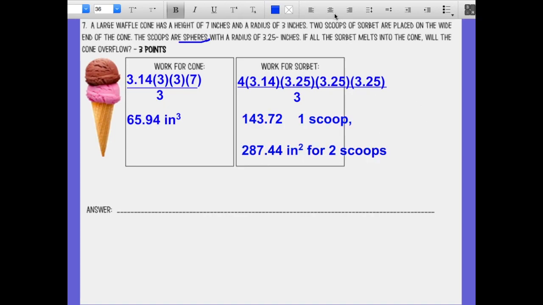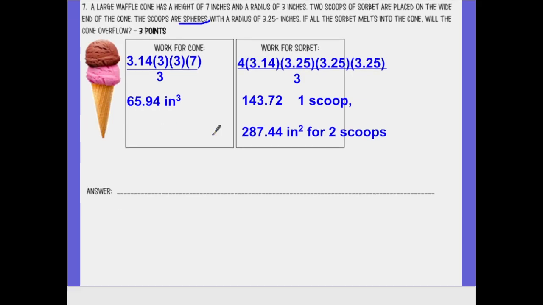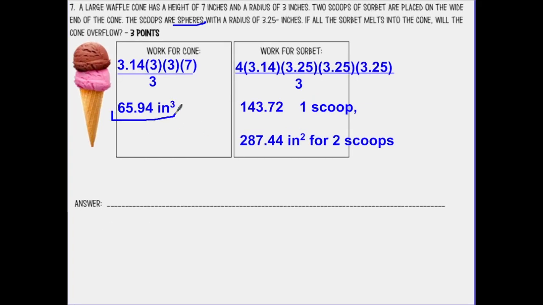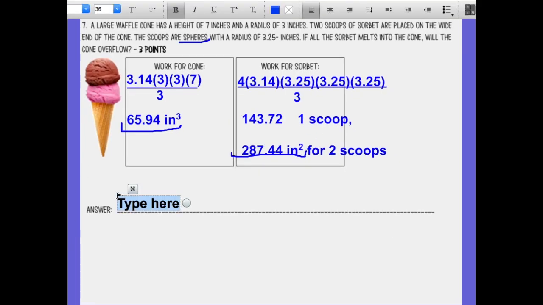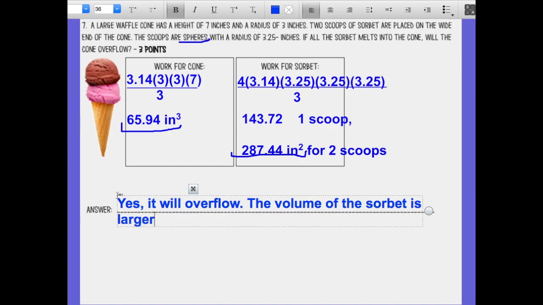All right, so then go back to the question. If all the sorbet melts, will the cone overflow? Well, this is much smaller than this, right? So yeah, it's overflowing even with 1 scoop. All right, so we're going to say yes, it will overflow. And we want to have a quick explanation, right? The volume of the sorbet is larger than the volume of the cone.